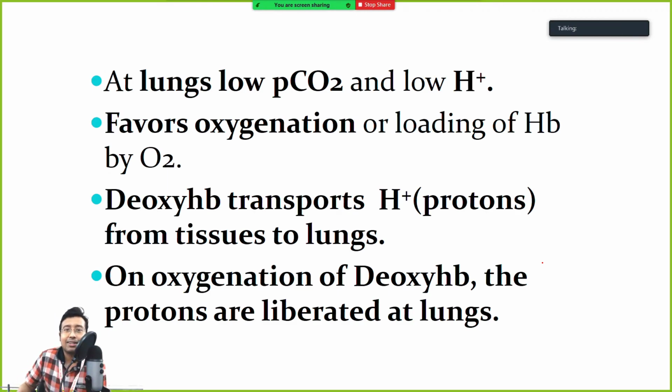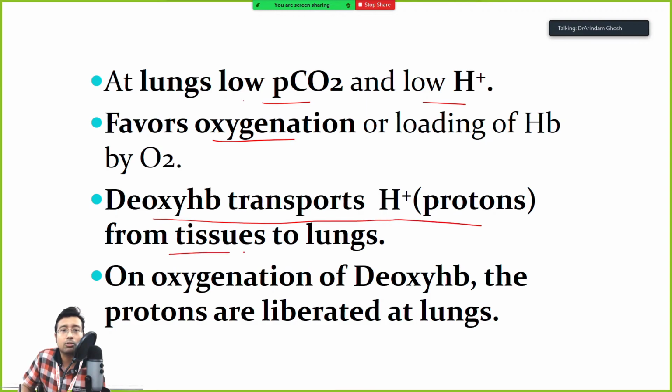Fine. Again the same thing, but I am saying the same thing over and over so that it is fully imprinted in your mind. At the lungs, basically I'm saying the same thing, now in a reverse fashion. If you have understood the previous thing, you will understand this. At lungs there is low PCO2 and low proton. It will favor oxygenation, or loading of hemoglobin by oxygen. Deoxyhemoglobin transports proton from tissues to the lungs. This is actually the reverse of the Bohr effect.